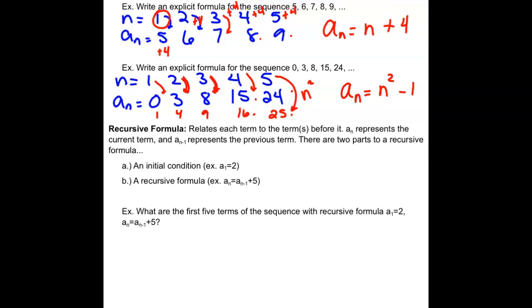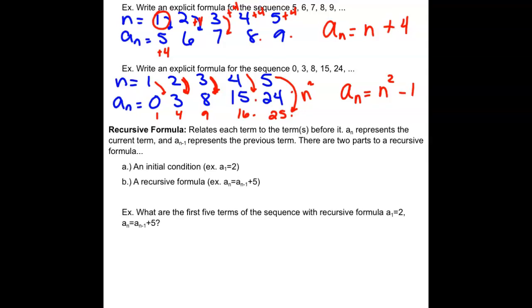All right, the next type. Everything we've been doing so far has been working with an explicit formula, where we are basing it on its position, its n value. In a recursive formula, we relate it to the term that's right before it in the sequence. So we don't really care about its position so much as just how are we changing the previous number to turn it into the next term in the sequence. So it relates each term to the terms before it.